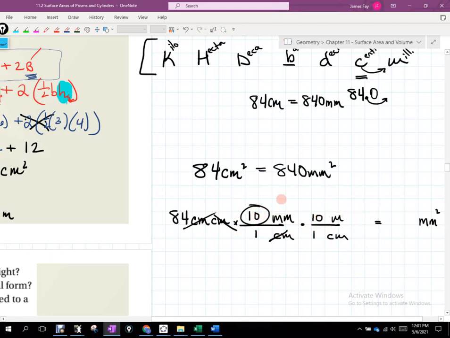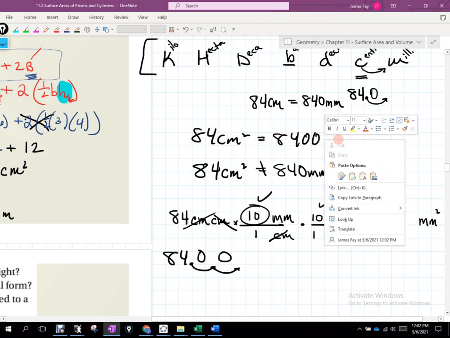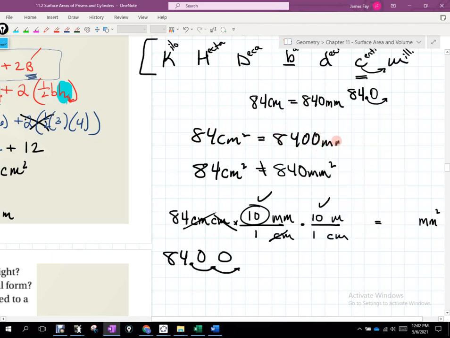That's going to take the 84.0 and move it. That one right there moves it 1 to the right. This one right here moves it 1 more to the right. So 84 centimeters squared does not equal 840 millimeters squared. 84 centimeters squared equals 8,400 millimeters squared. Does that make sense?